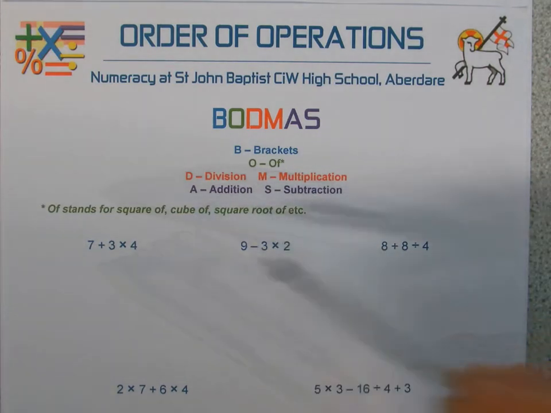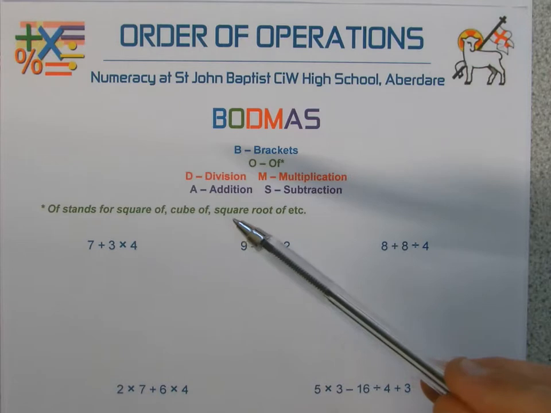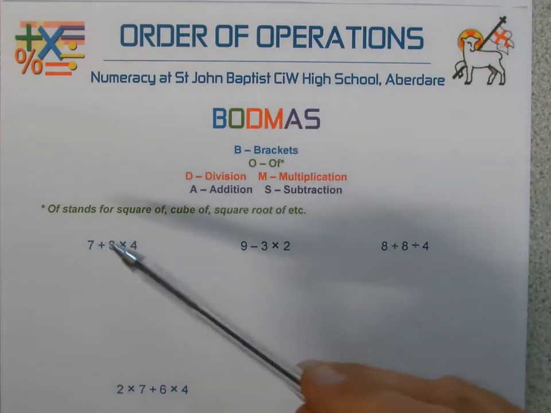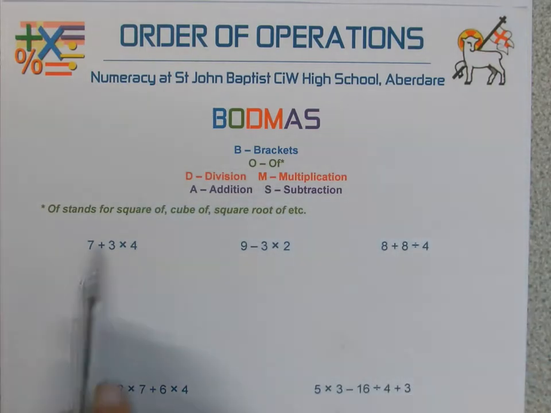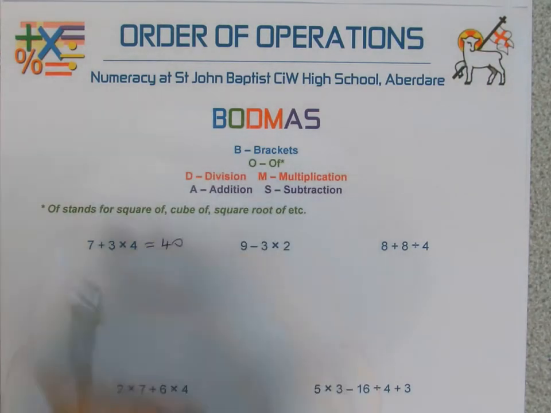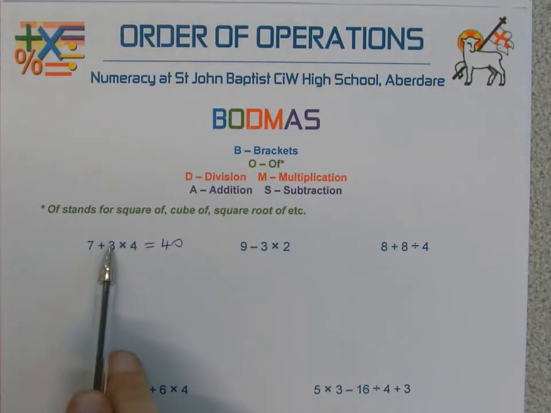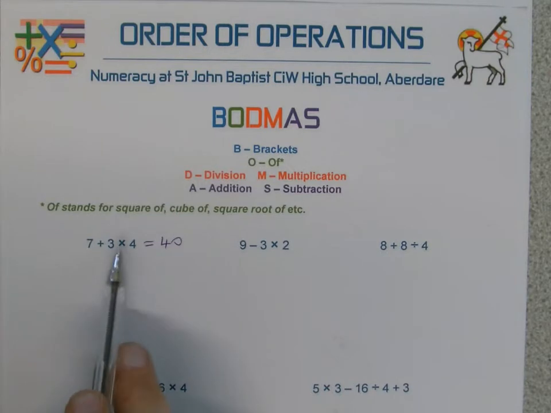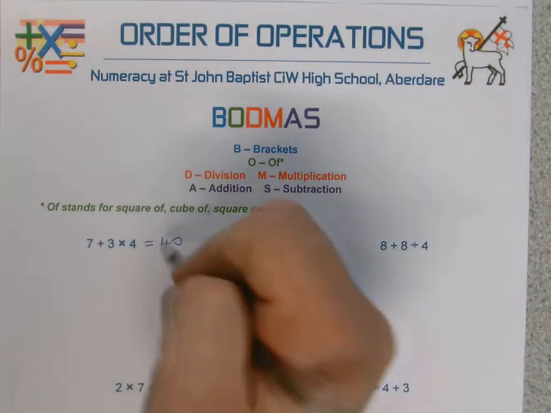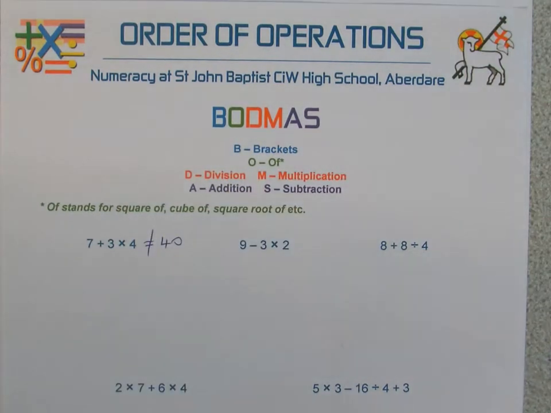When you perform a calculation, it's really important that you follow this principle, because if you don't, you could easily go wrong. You might, for instance, think when you're working out this one that it becomes 40. You might think 7 plus 3 is 10, and then because you've got 10, you multiply by 4 and get 40. But unfortunately, if you do that, you get the wrong answer. It's not equal to 40.